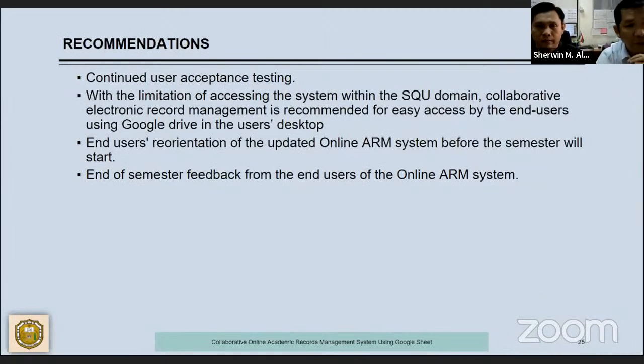To end our presentation with these recommendations, several recommendations from the end users after the first implementation were presented to improve system functionalities. And the following are the recommendations. First, documenting the user acceptance testing should be done at the end of the semester to identify the weak points of the system. In addition, with the limitation of accessing the system with its SQU domain, a collaborative electronic records management system is highly recommended for easy access by the end users, not just for English, but for all courses in the CPS at SQU.